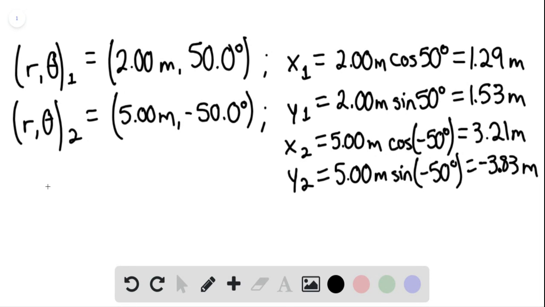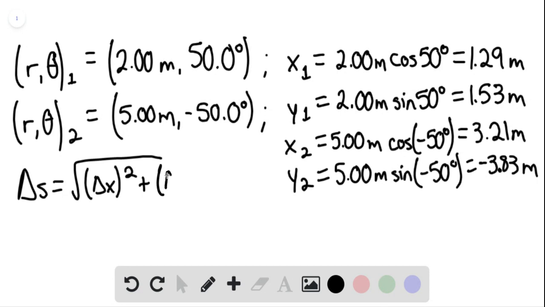So we can say that then the distance between the 2 points would be essentially, we could say delta S would be the distance. So this would be equaling the square root of the change in the x position squared plus the change in the y position squared. And then take the square root of the sum. And so we can find delta S.